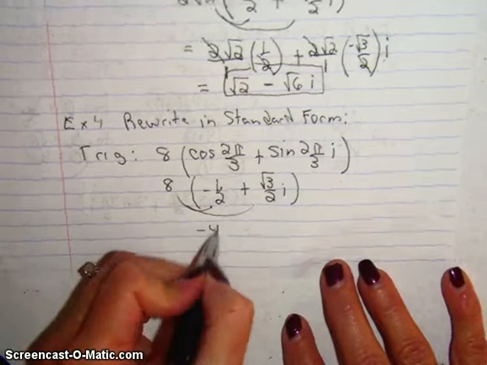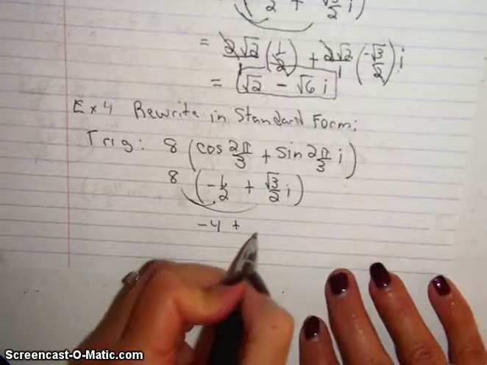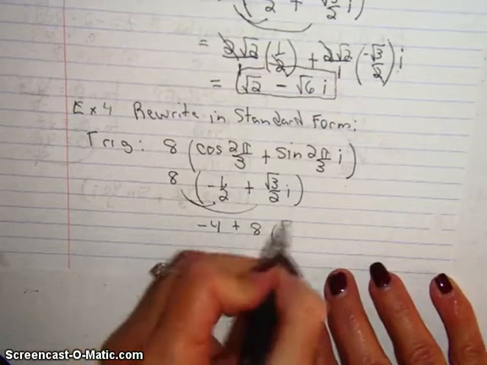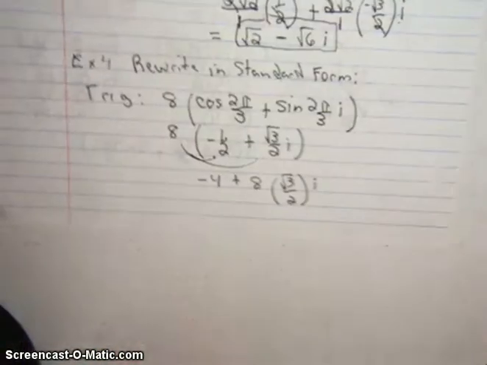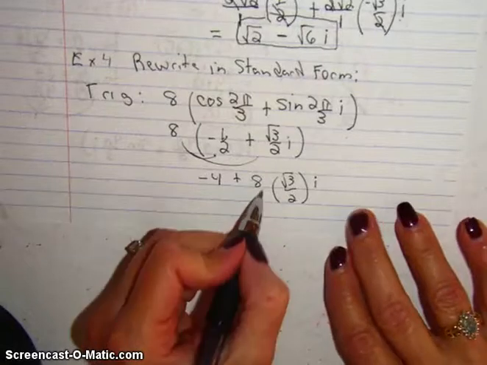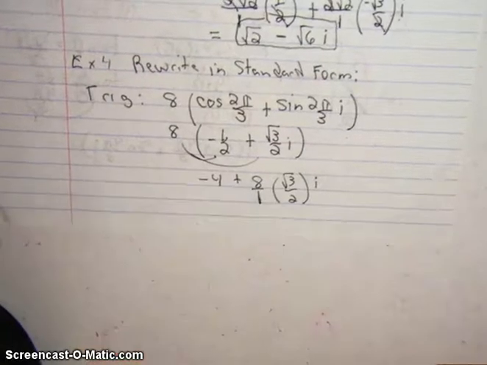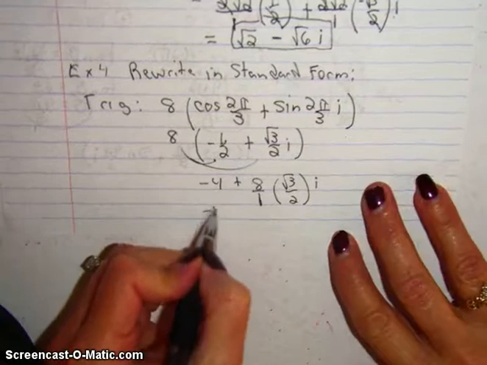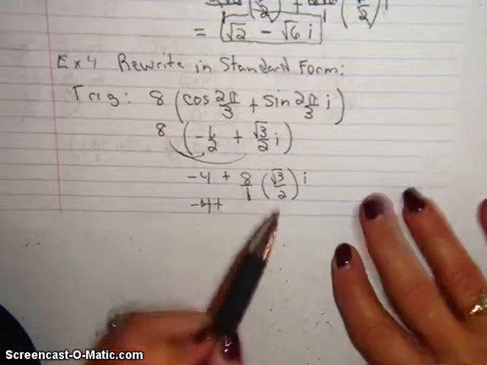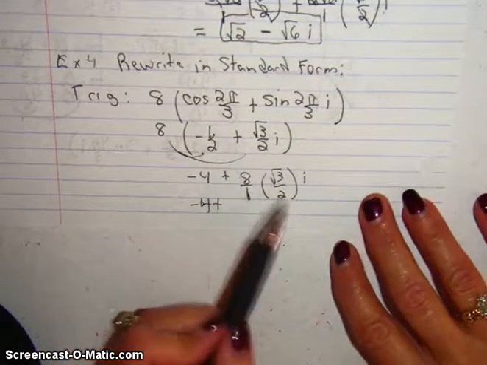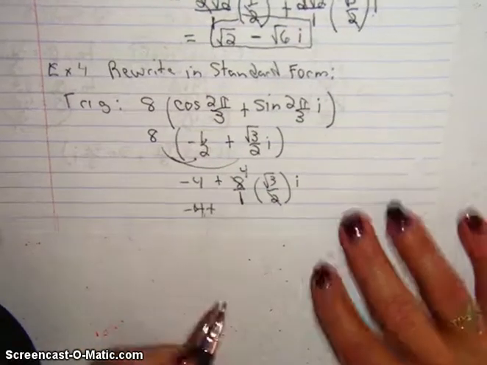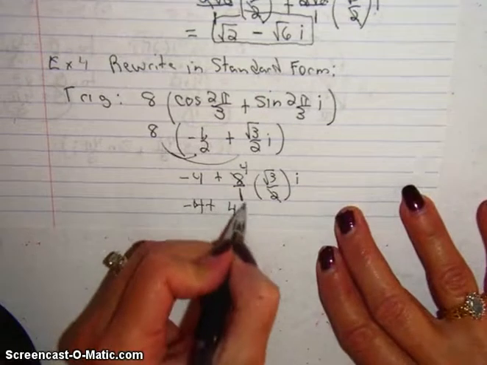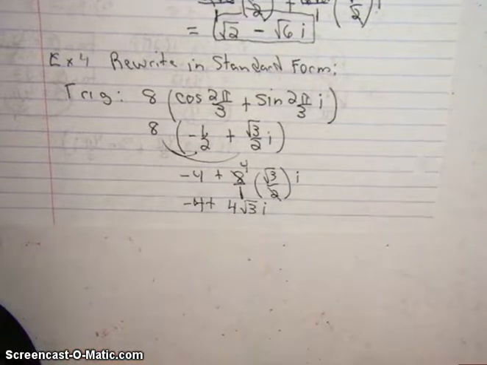Negative 4. Okay, now this might be a little tougher. 8 times root 3 over 2 i. Dom, I think this is what you're asking about. Now, to multiply a fraction times something, we want both numbers to be fractions. So put 8 over 1. And then these are both out, so you can happy slash. Okay, and that's where Lexi got the 4 root 3 i. Excellent job.